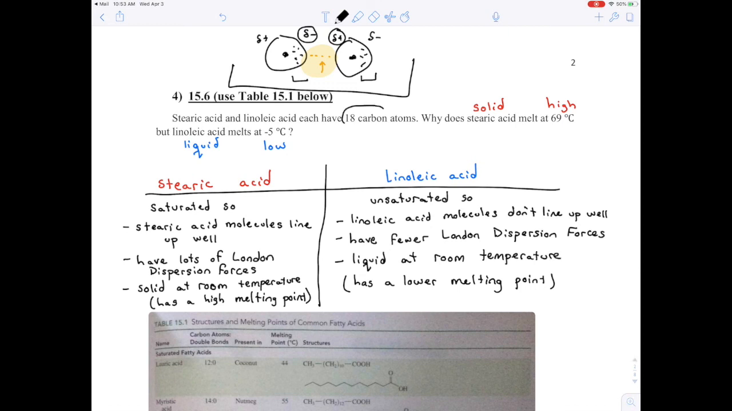So that's why, even though both of these molecules have the same number of atoms, one is a solid at room temperature and the other is a liquid at room temperature.